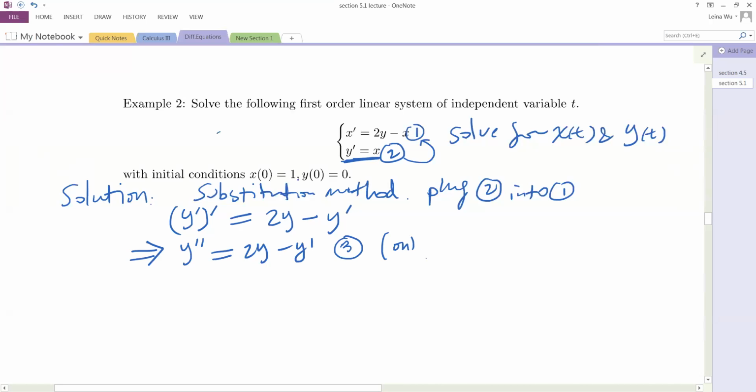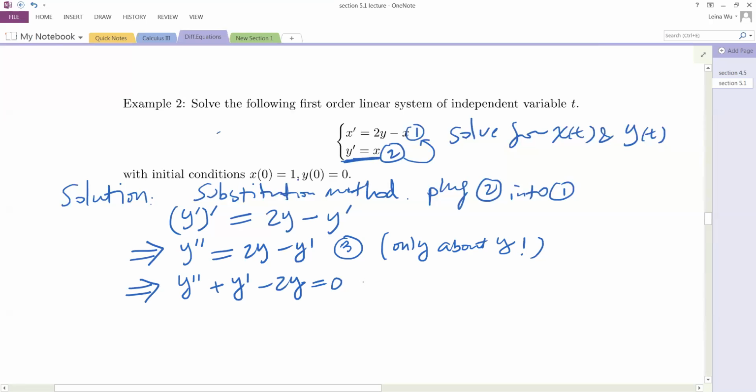Equation 3 is only about y, which is good. So you just go ahead and focus on this equation 3 and solve for y. Once you got the y, you can solve for x. We would just do the characteristic equation. Let's first move everything to the left-hand side. So we have y double prime plus y prime minus 2y equals 0, right?